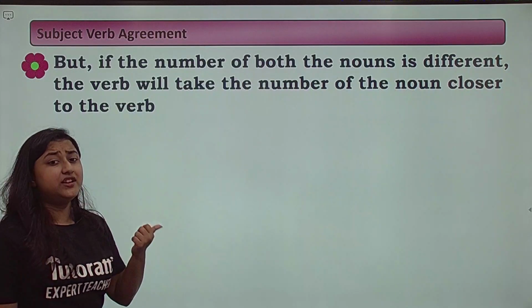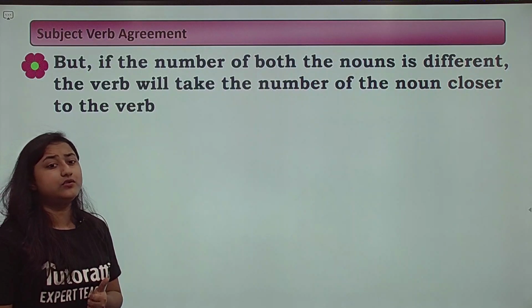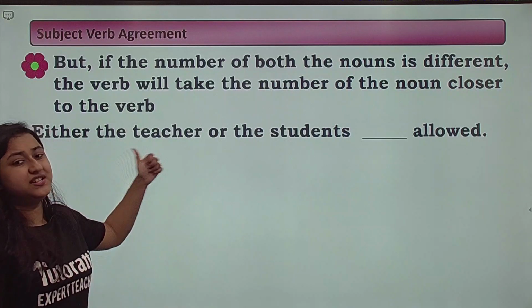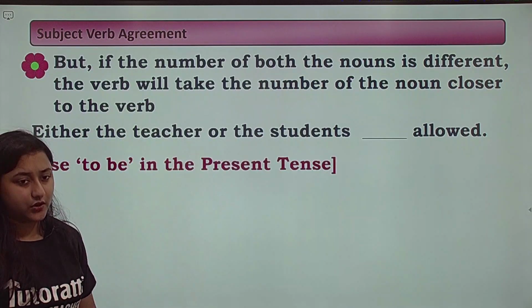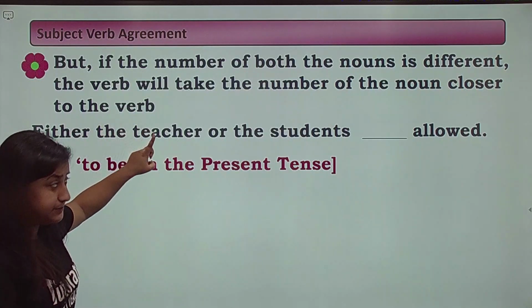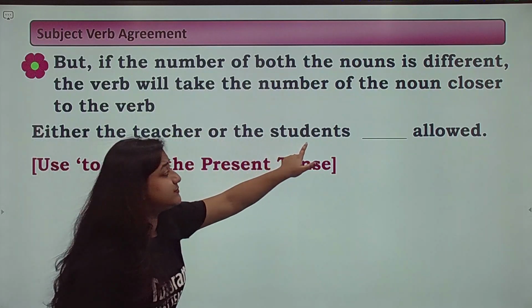But if the number of both the nouns is different, the verb will take the number of the noun closer to the verb. So, let's look at an example. Either the teacher or the students dash aloud, used in the present tense. Now, as you can see, students, please observe, the teacher is singular and students is plural.